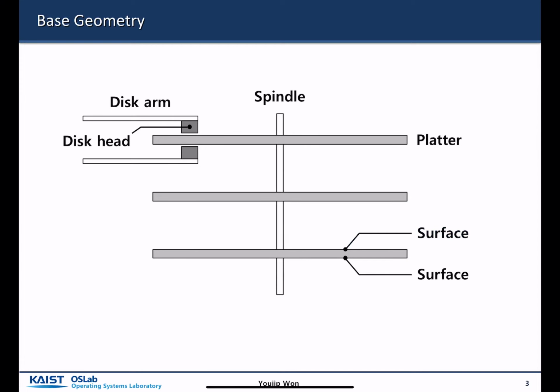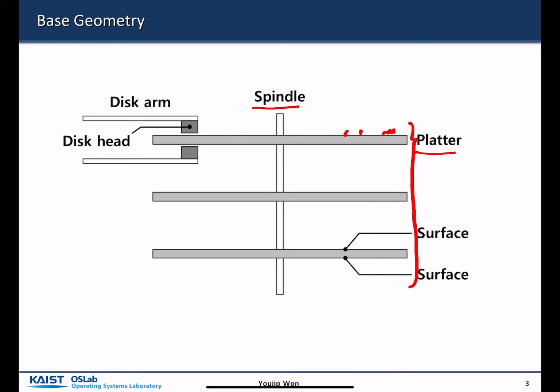It has a spindle and a number of platters. On the platters, you write something. In this disk, there are 3 platters. And then there is a media that reads and writes to the surface of the platter.